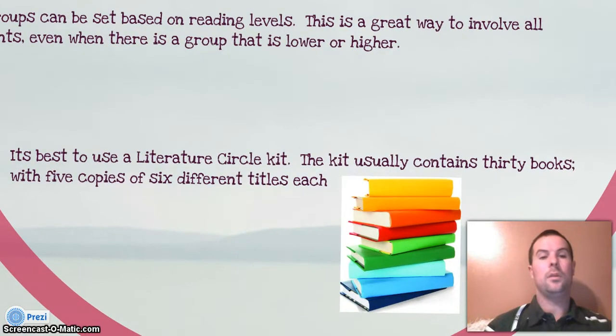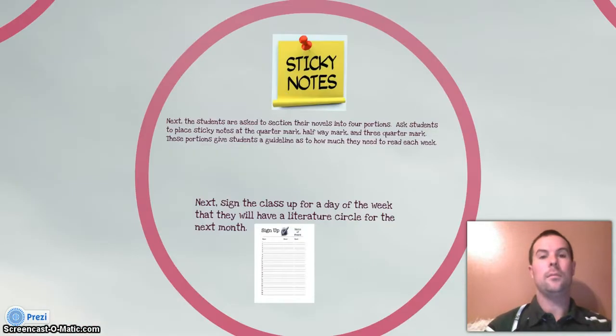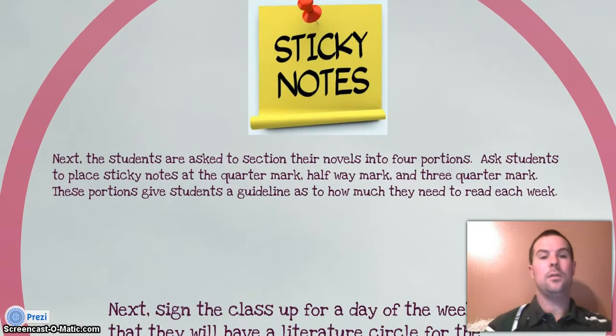It's best to use a literature circle kit. The kit usually contains 30 books with 5 copies of 6 different titles each. Next, the students are asked to section their novels into 4 portions. Ask students to place sticky notes at the quarter mark, halfway mark, and 3/4 mark. These portions give students a guideline as to how much they need to read each week.